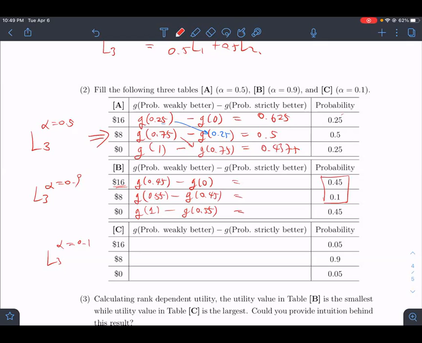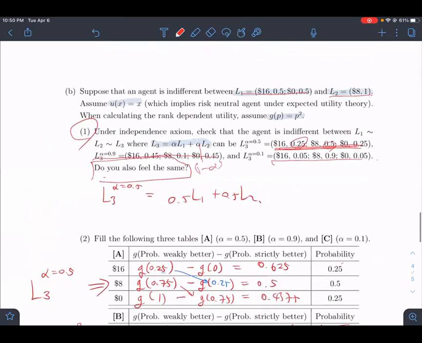Calculating this, I have 0.2025, 0.1 in here, 0.6975. Okay. Any questions? In the same way, I have 0.0025, 0.9, 0.0975. Okay.